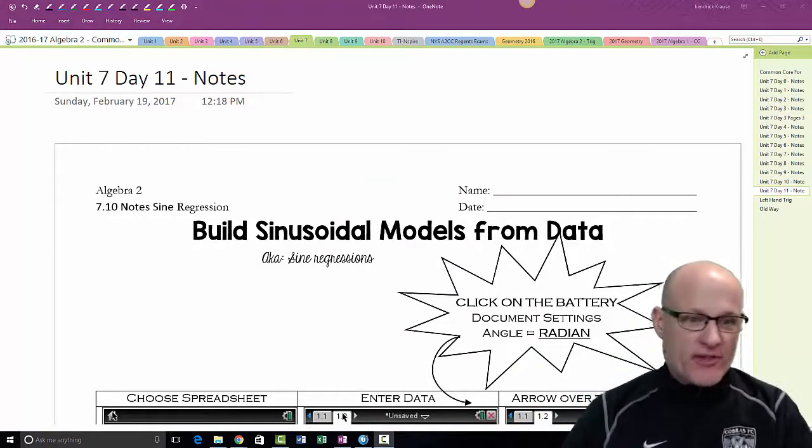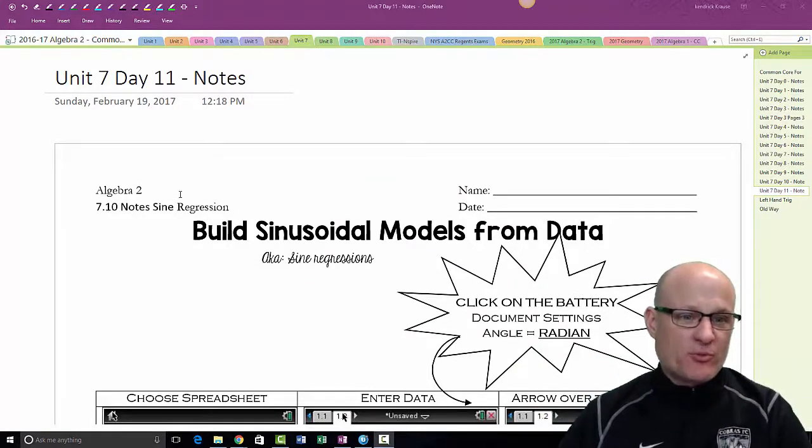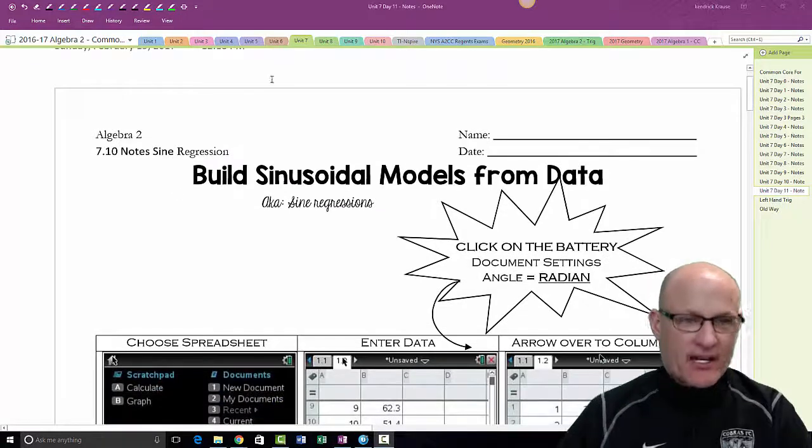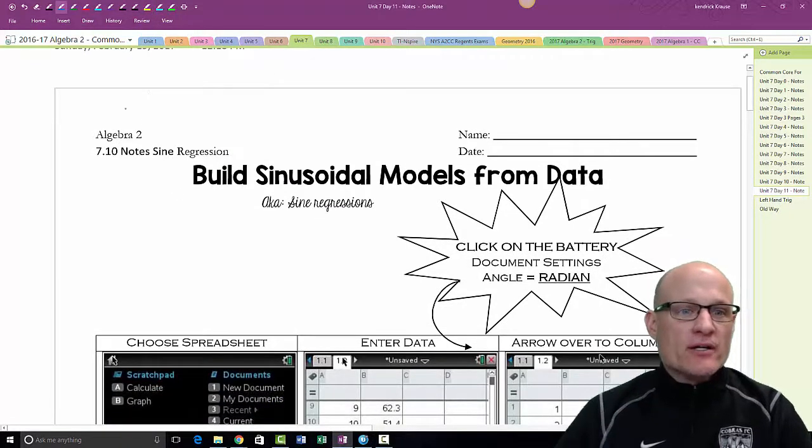The review test, this is it. Oh, this still says 7.1210. I wonder why it says that. This should be 1.1. We are on 7.11.